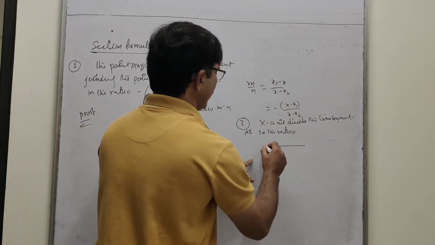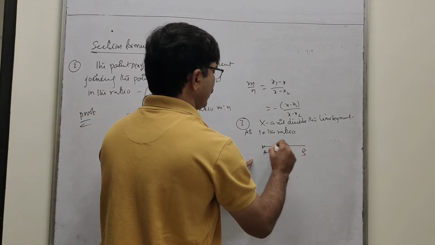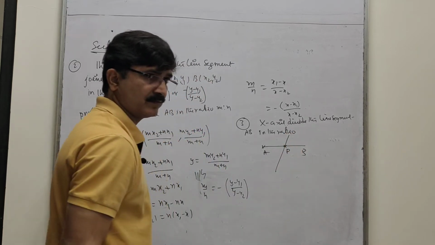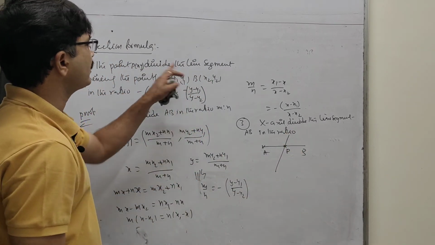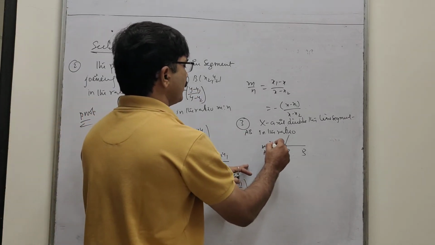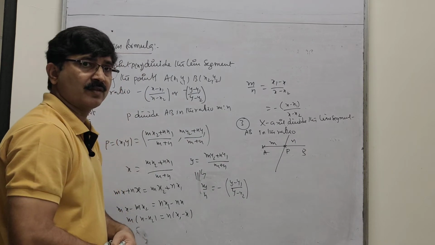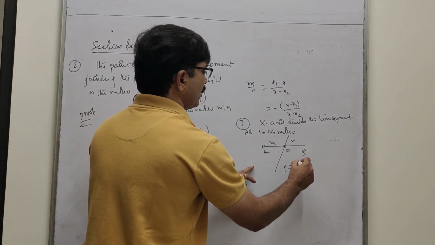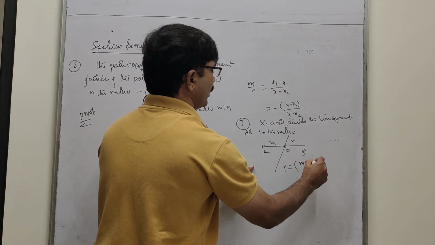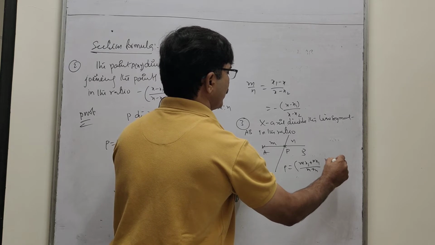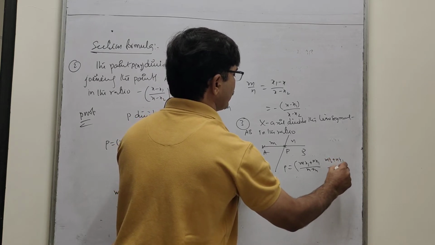Suppose here, for better understanding, let us say that this is the x-axis, and somewhere here is P. So it is the same as P divides AB. Let us say that this one is m, this one is n. We don't know that. So the P coordinates, you know very well, are (mx2 plus nx1) by (m plus n), (my2 plus ny1) by (m plus n).